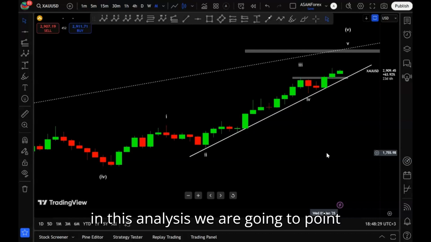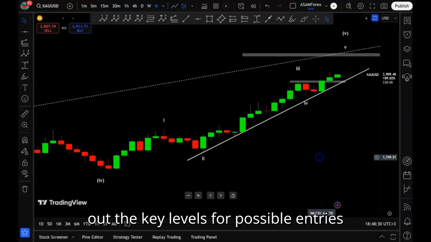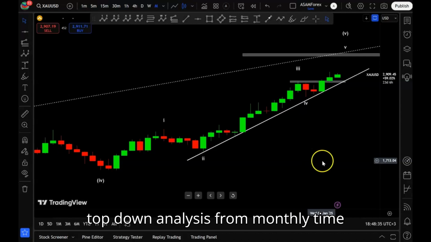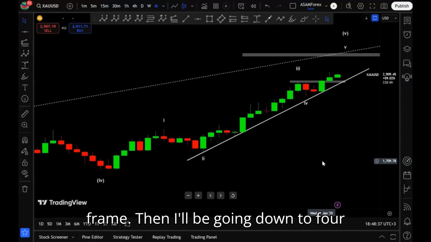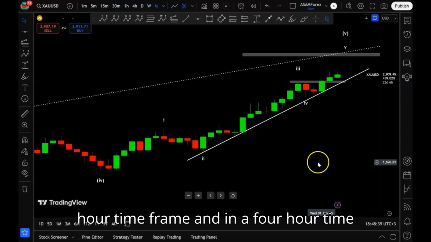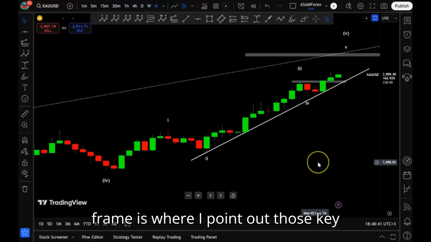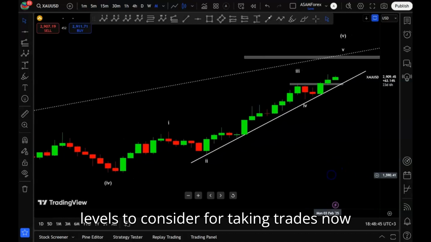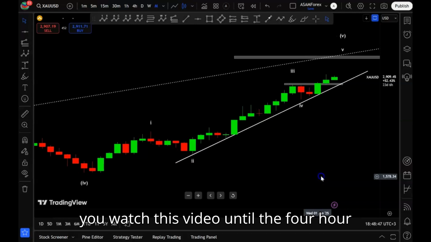Now in this analysis, we are going to point out the key levels for possible entries in the coming week. It is a top-down analysis from the monthly time frame, then I'll be going down to the 4-hour time frame. In the 4-hour time frame is where I point out those key levels to consider for taking trades in the coming week. So make sure that you watch this video until the 4-hour time frame.